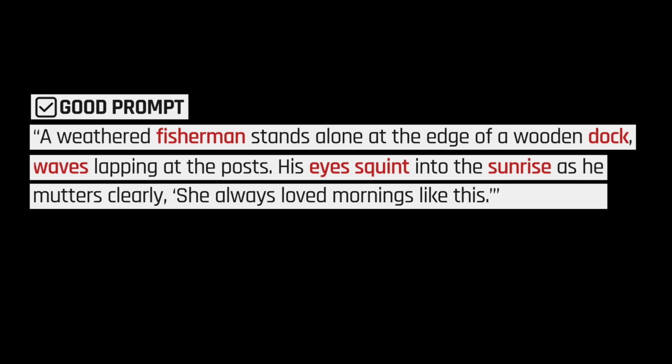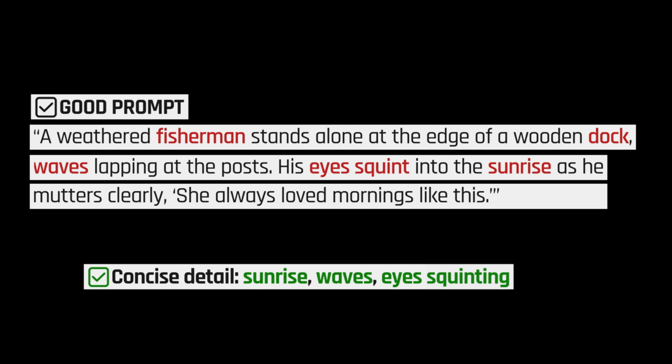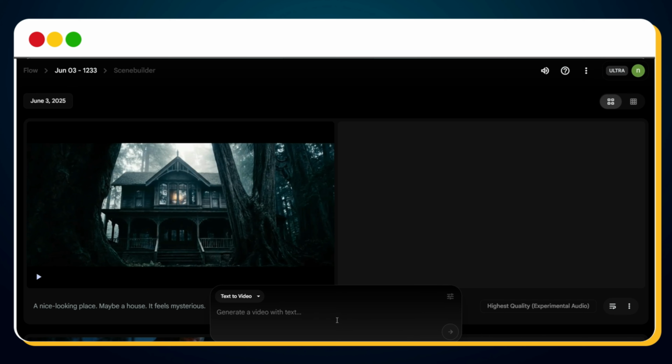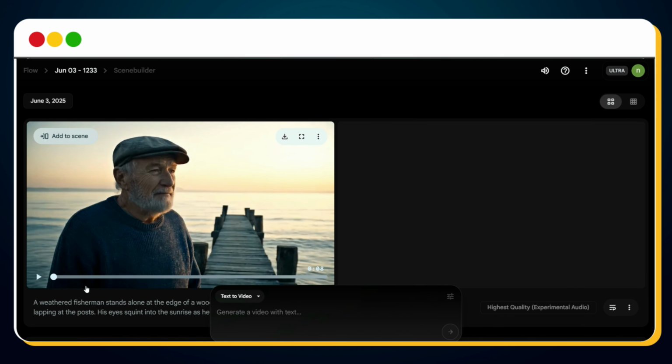Let's break down why this works. Specific subject, not just a person, but a fisherman. Clear setting, wooden dock, waves, sunrise. Visual emotion, the squinting, the solitude, the sunrise, they show nostalgia without saying it. Dialogue with weight, the line reveals a memory, a relationship, a subtle grief. Now let's paste that into VO3, hit send, and here is the result. Let's preview the result.